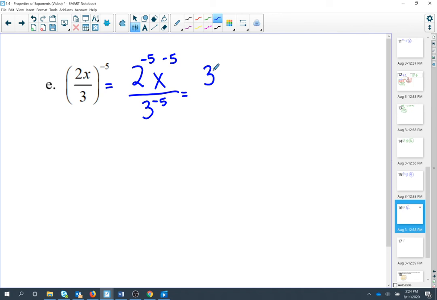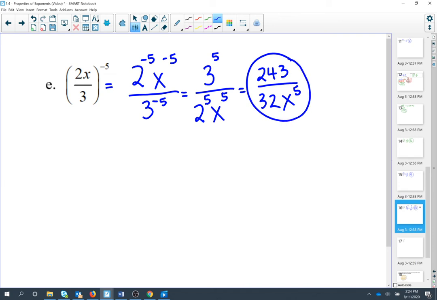So we're going to have 3 to the 5th power in the numerator, and then we're going to have 2 to the 5th power times x to the 5th power in the denominator. Then we're going to go from there. So 3 to the 5th power is 243, over 2 to the 5th power, which is 32, times x to the 5th. And again, if I could simplify 243 and 32, I would, but I cannot. So that's your final answer.